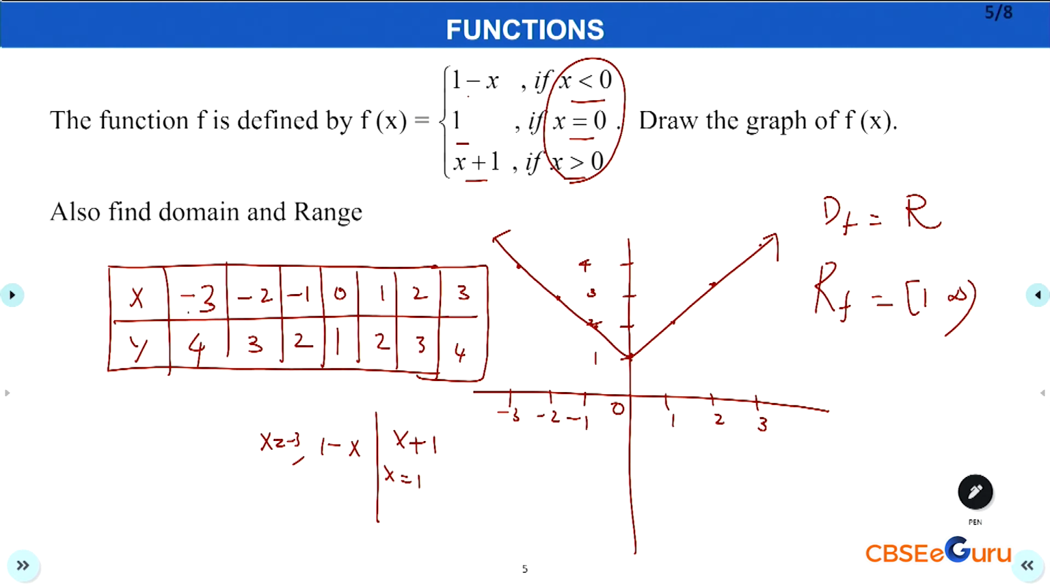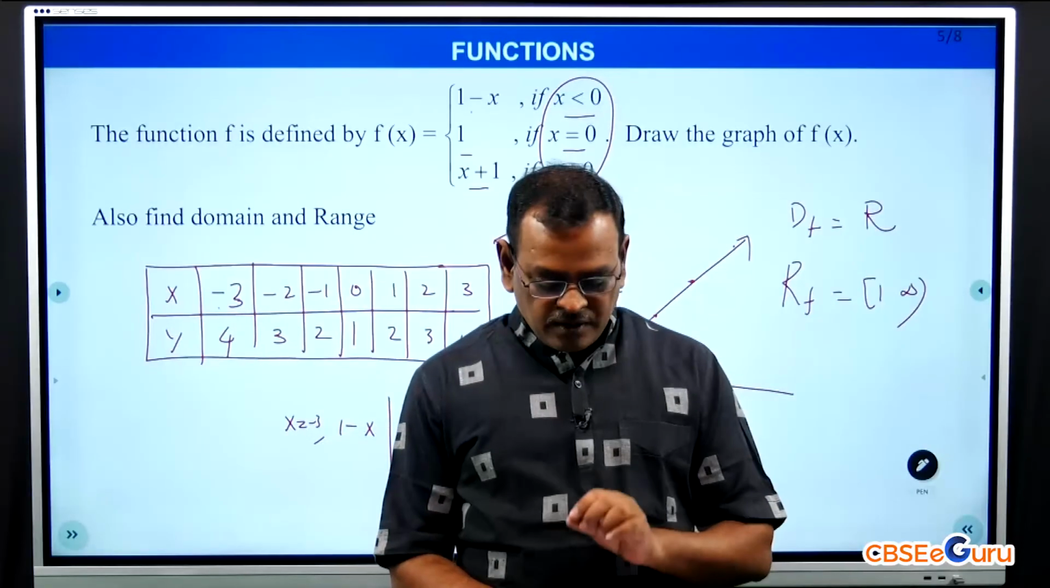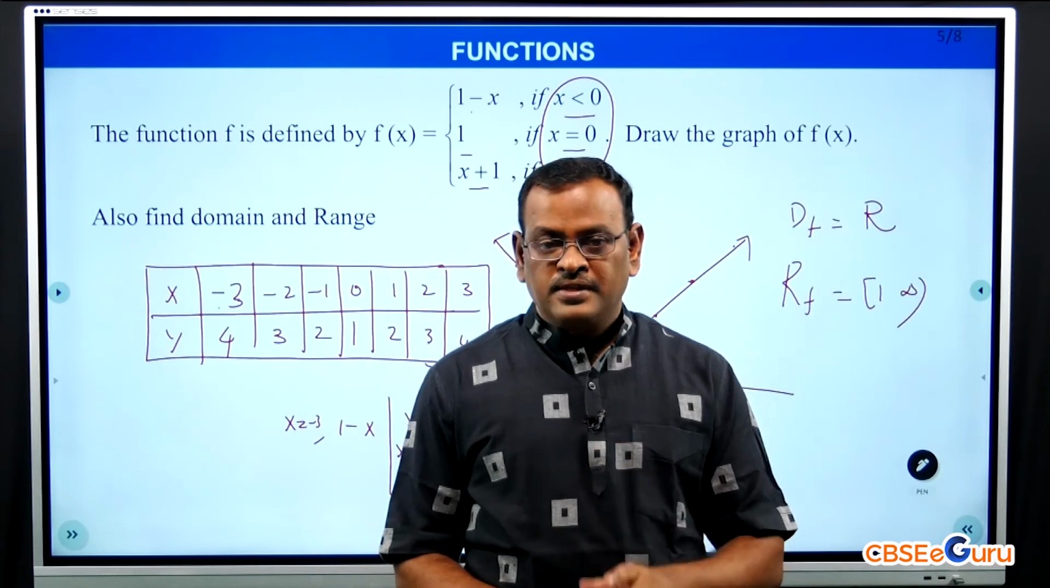So, this is one of the very important questions from the examination point of view. Here very important, graph is the first step, and using the graph find the domain and range. Okay. So, very important for your board school exams. Now, at present we know how to draw the graph of a step function.